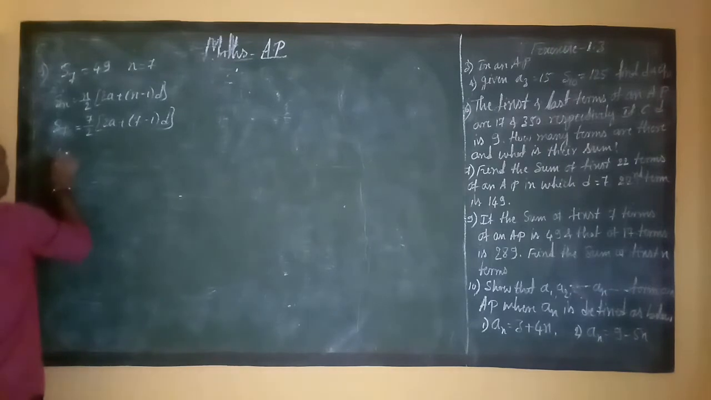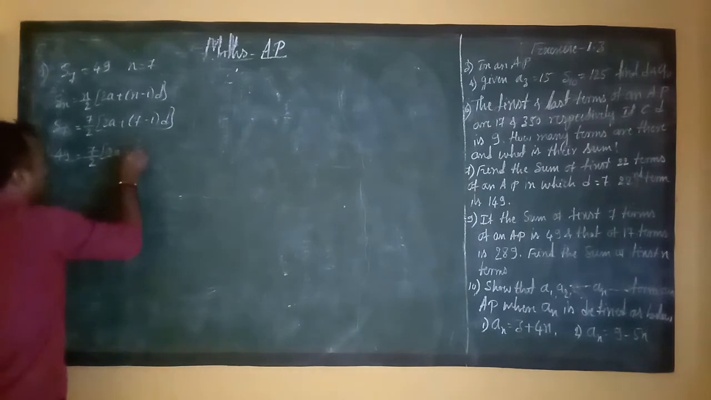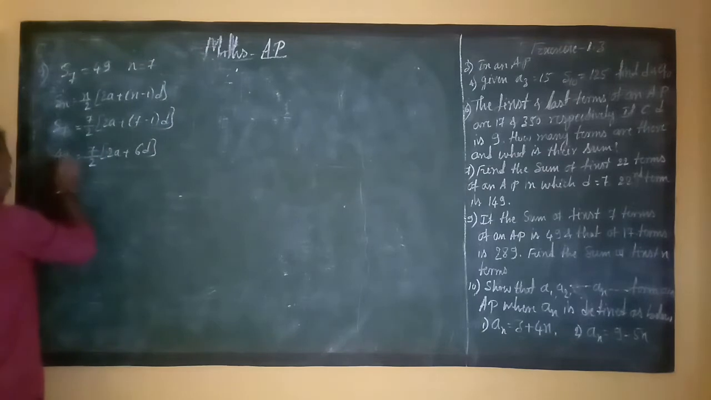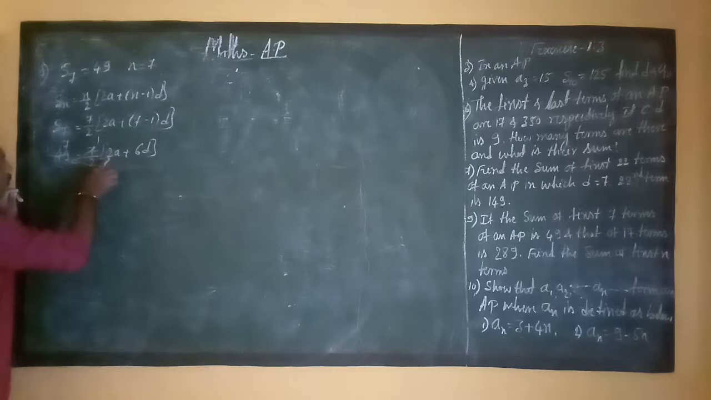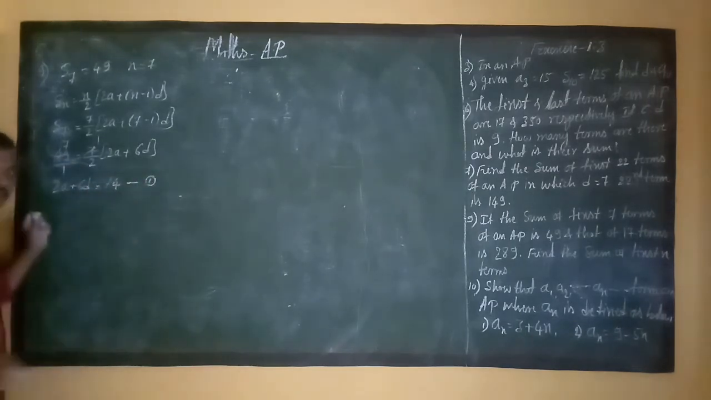And then 49 is equal to 7 by 2 into 2a plus 7 minus 1, 6, into d, 6d. So 7 divided by 7, otherwise you have to divide here only. 7 ones are 7, 7 sevens are 49, the 2 moves across and becomes multiply. So 2 into 7 is 14, 2a plus 6d. 2a plus 6d is equal to 2 into 7, 7 twos are 14. Call it as number 1. Understand, friends?